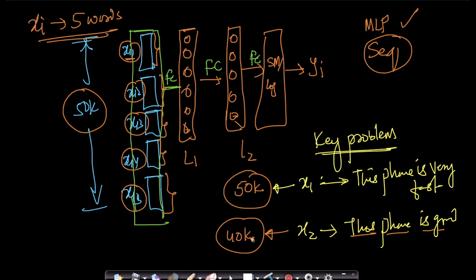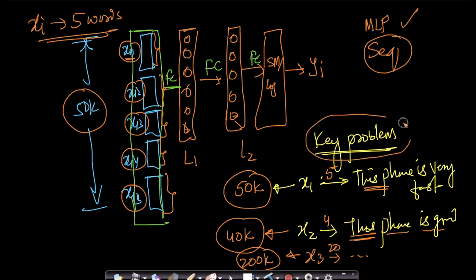Your input size is changing because one sentence can have 5 words, another sentence can have 4 words, another sentence can have 20 words, right? So this has 5 words, this has 4 words, this could have 20 words. Then you have a vector of size 200,000. This is the key problem here. All your inputs, because they're sentences, can be of different lengths.